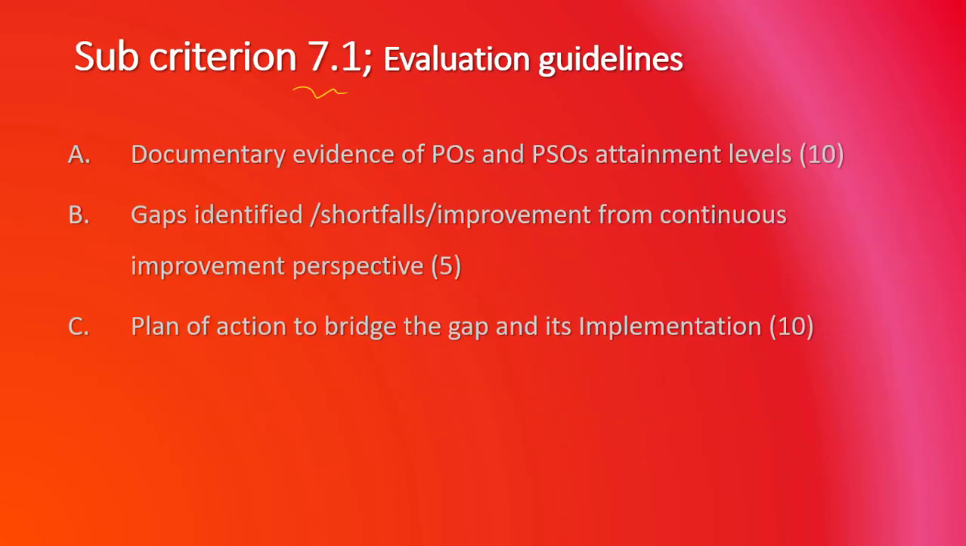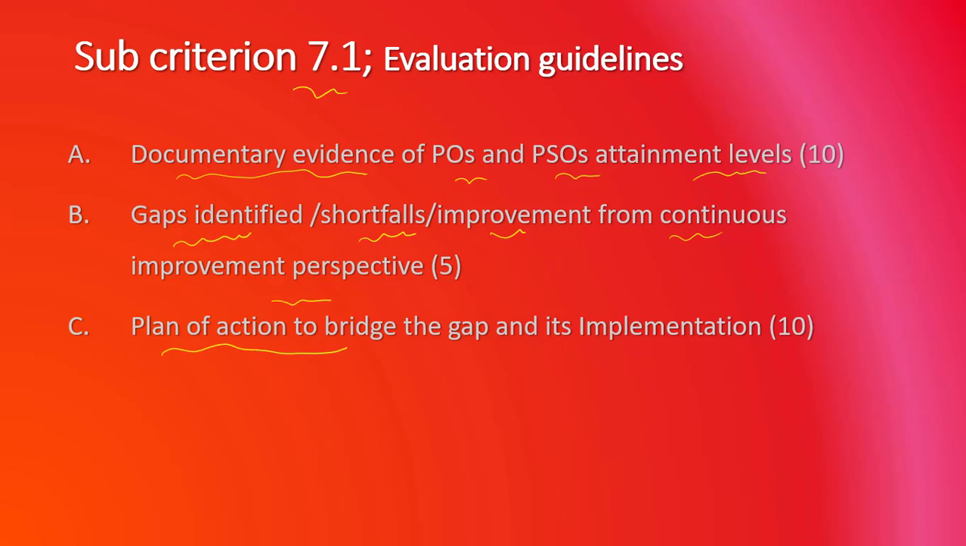Sub-criterion 7.1 is about evaluation. The sub-criterion deals with analysis, identification and action related to PO and PSO attainment levels. So there should be documentary evidence of POs and PSOs attainment levels, and the gaps should be identified, and shortfall has to be improved for continuous improvement perspective, 5 marks. And during that process, the plan of action to bridge the gap and how it is implemented, all these things will be considered.